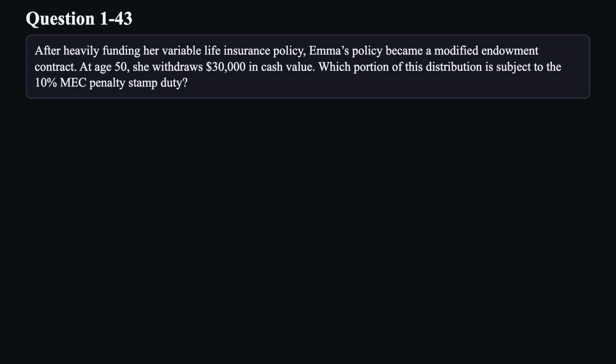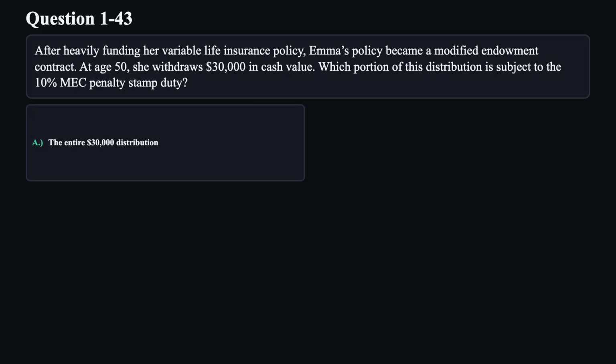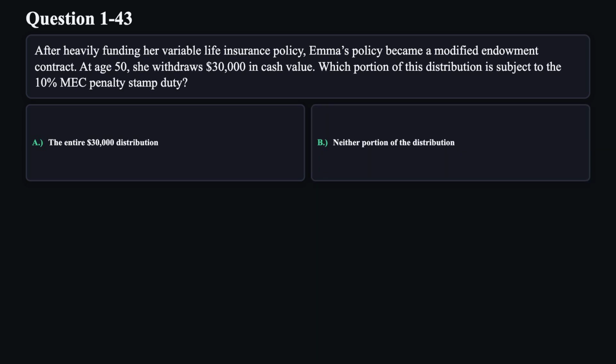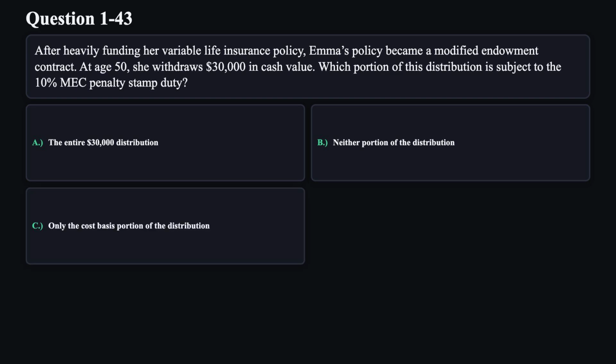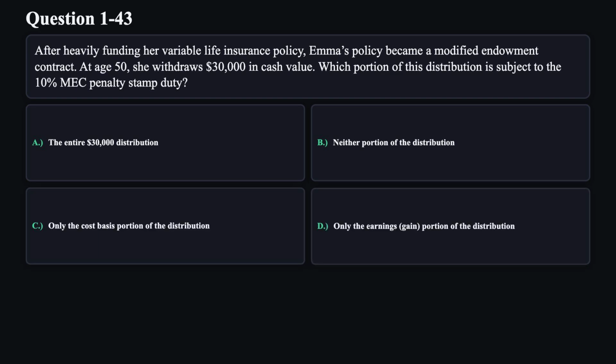Question 43. After heavily funding her variable life insurance policy, Emma's policy became a modified endowment contract. At age 50, she withdraws $30,000 in cash value. Which portion of this distribution is subject to the 10% MEC penalty stamp duty? A. The entire $30,000 distribution. B. Neither portion of the distribution. C. Only the cost basis portion of the distribution. D. Only the earnings gain portion of the distribution.